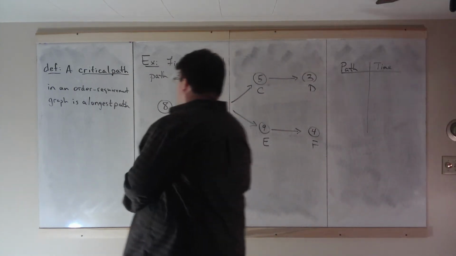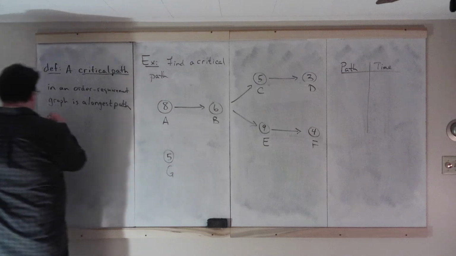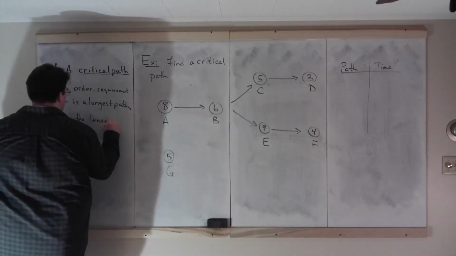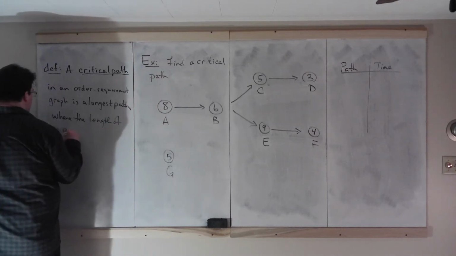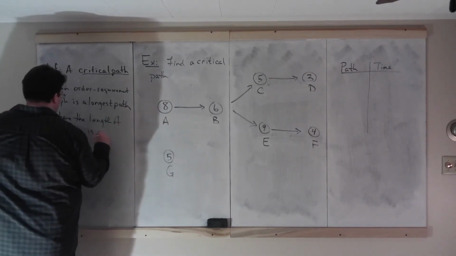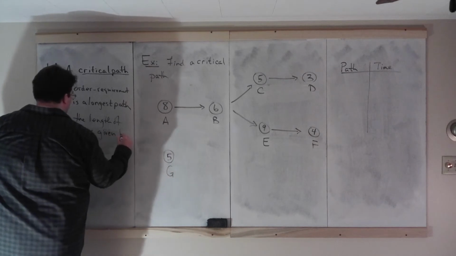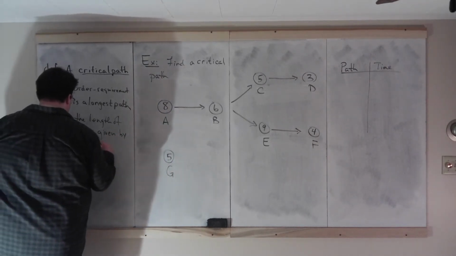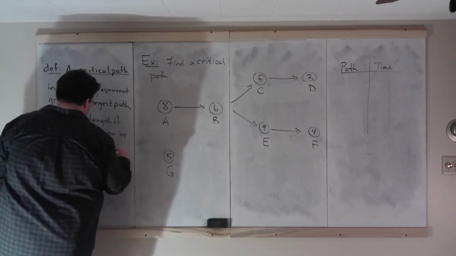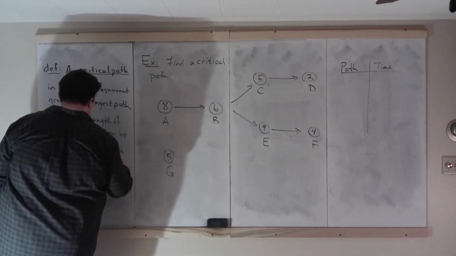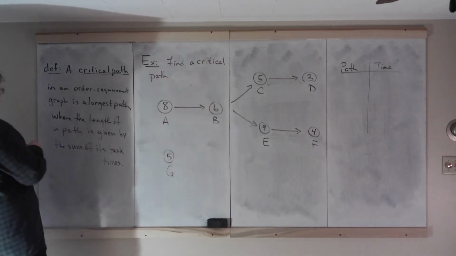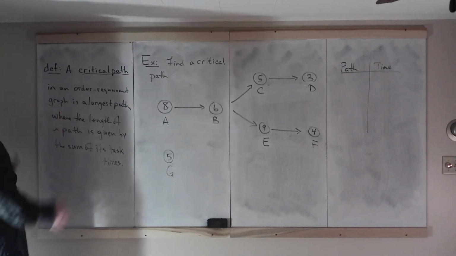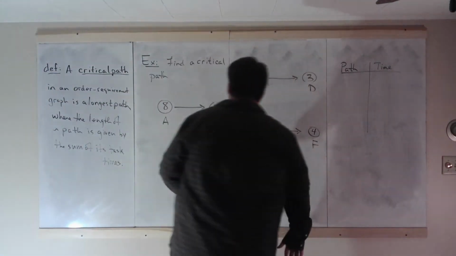Maybe I should mention, or should say, where the length of a path is given by the sum of its task times. So a critical path in an order requirement graph is a longest path. The length is given by the sum of its task times.